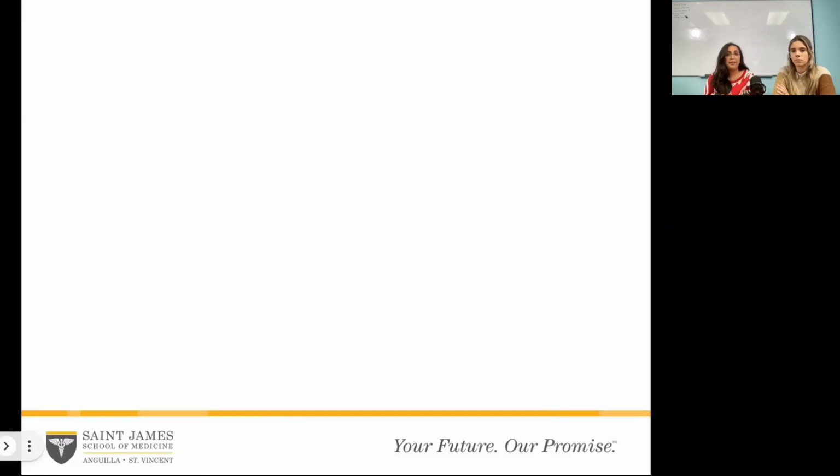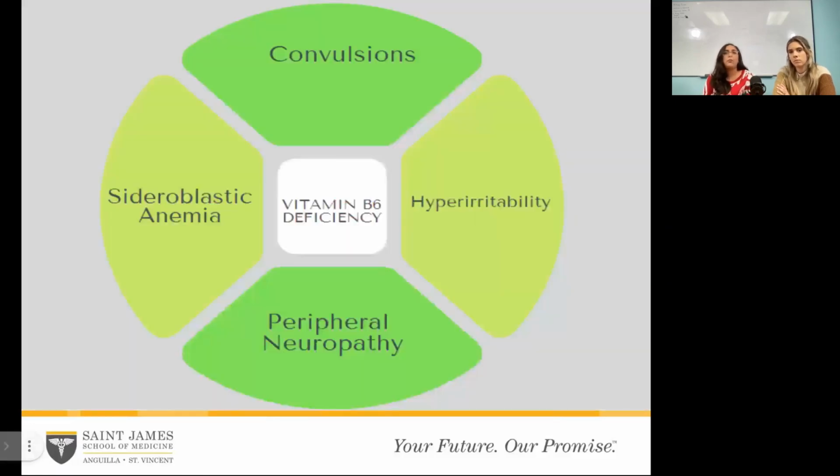So if you do happen to have a vitamin B6 deficiency, whether it's caused by medication or a vitamin deficiency, you could have hyperirritability, peripheral neuropathy, sideroblastic anemia, or even convulsions, as a lot of the neurotransmitters are affected by vitamin B6.